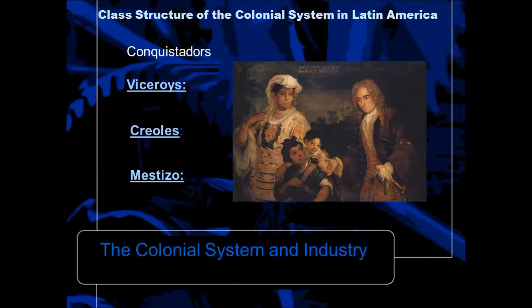And a Creole is pure Spanish blood. Mom and dad are both pure Spanish. Mom and dad were both born in Spain, but a Creole was actually born in the Spanish colony. So they're on the middle rung of this rigid class system.